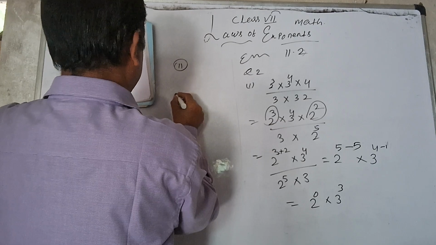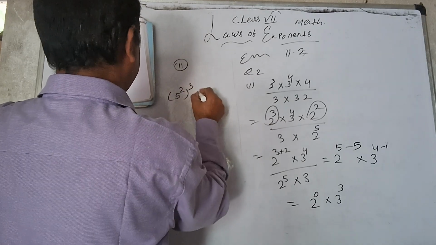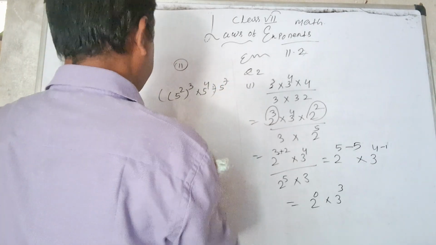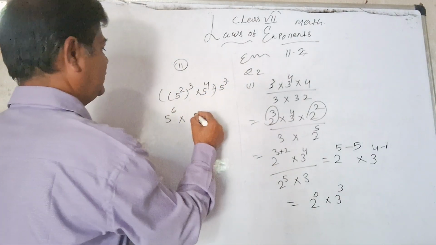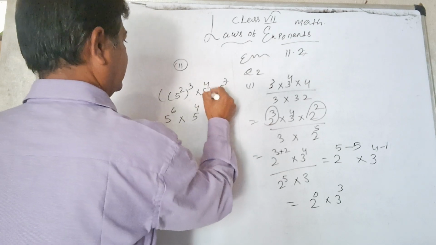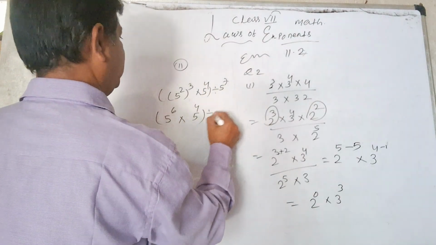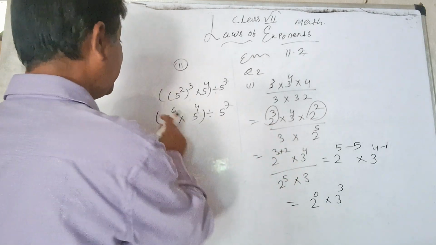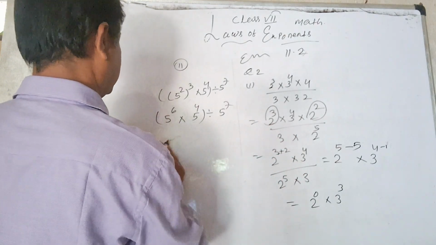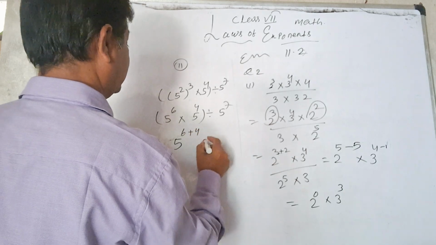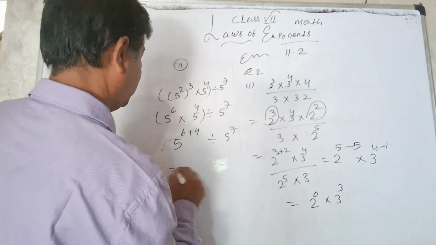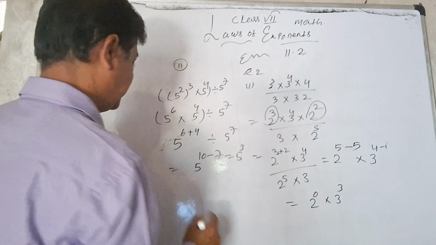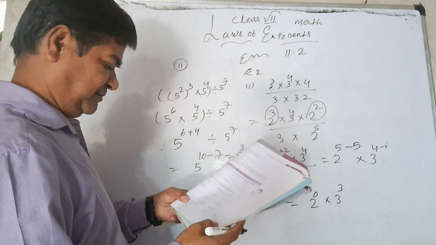5 squared whole to the power 3, into 5 to the power 4, divided by 5 to the power 7. It is 5 to the power 6 into 5 to the power 4, divided by 5 to the power 7. Here 5 to the power 6 plus 4, divided by 5 to the power 7. It is 5 to the power 6 plus 4, which is 10, minus 7, so 5 to the power 3. Similarly, another question for you.